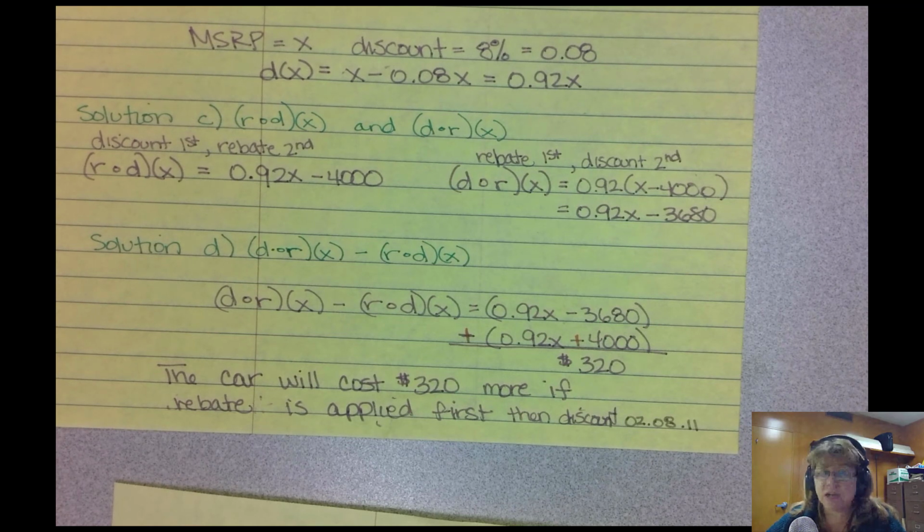Discount first, then rebate. I mean, it's useful if you're going to go out and buy a car and they're doing a dealer discount and a rebate. Tell them you want the rebate second. Tell them, give me my discount first and then apply the rebate. They should do that. If they don't do that, I don't know if they're that honest with you. And you can do the math. You know how to do it now.